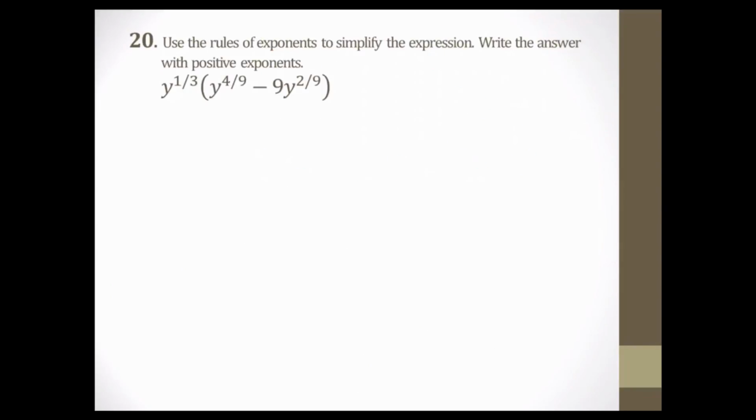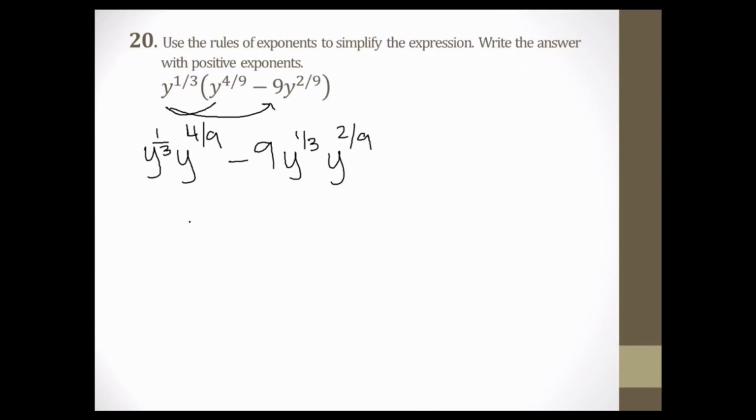Use the rules of exponents to simplify the expression. Write the answer with positive exponents. So we're going to distribute multiplication. So we have y to the 1/3 times y to the 4/9. I'm just going to write it out. That's y to the 1/3 times y to the 4/9. And then minus, that'll be minus 9 y to the 1/3 times y to the 2/9.